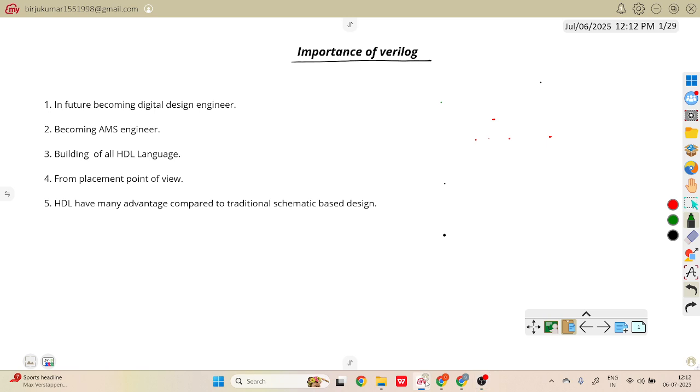So today I am starting one more interesting language, that is the Verilog HDL. I believe you are already familiar with the name of the Verilog HDL. Why I'm telling this is that it is a most important course, not only from the placement point of view. Before coming to it one by one, what is the importance of Verilog, and what is my motive for starting the Verilog course? Okay, so this is the first part.